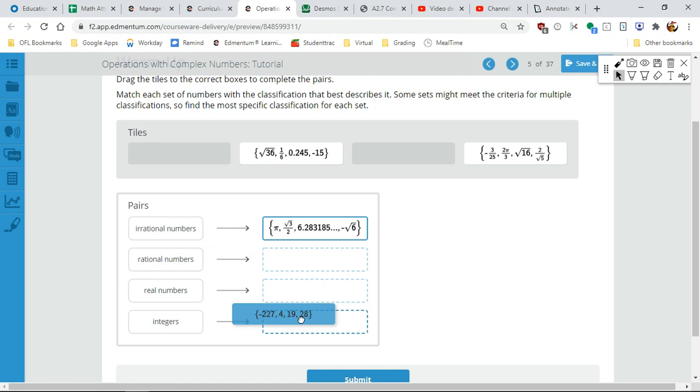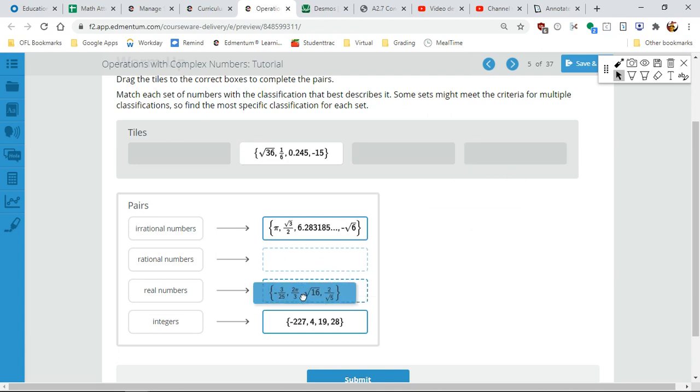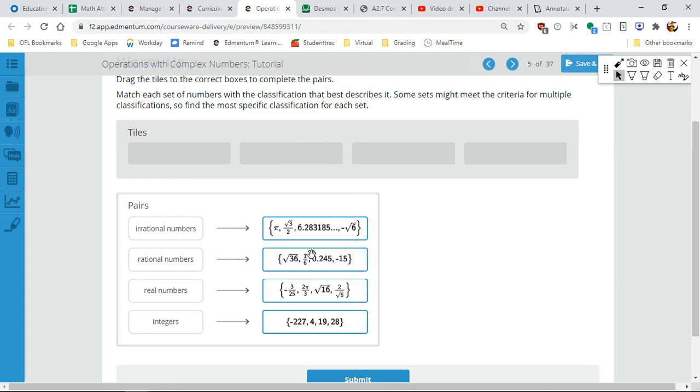So I'm going to do integers first because integers are less broad. Integers are just whole numbers. Real numbers are just that. They're numbers that are real. So that can be anything basically. And then we can do rational numbers. So these are anything with a fraction.